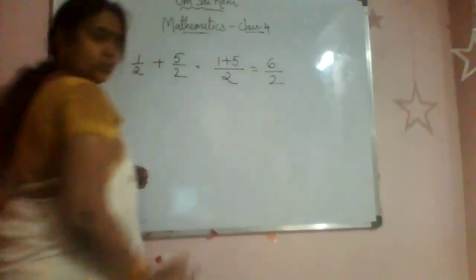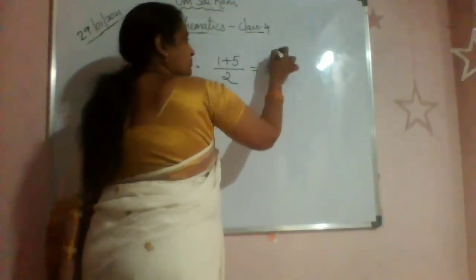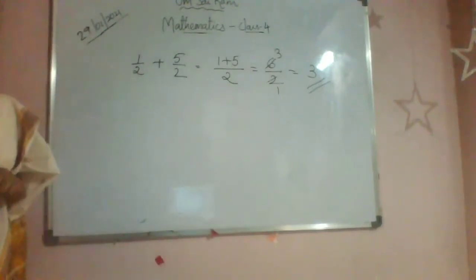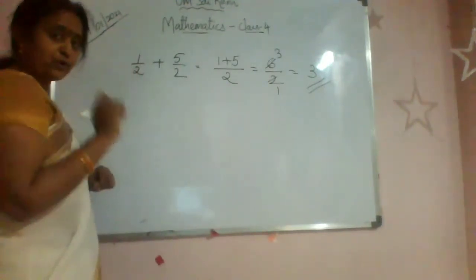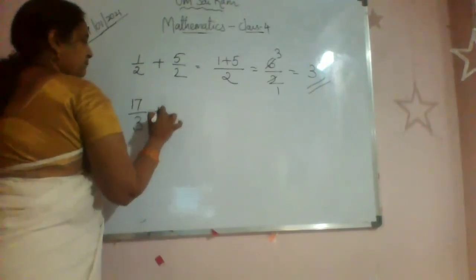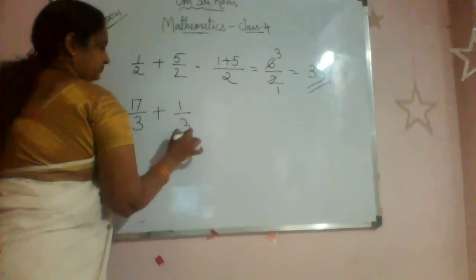6 by 2. So we can simplify this. 2 1s are 2, 2 3s are 6. So what is the final answer here? 3. Now one more problem we will do: 17 by 3 plus 1 by 3.